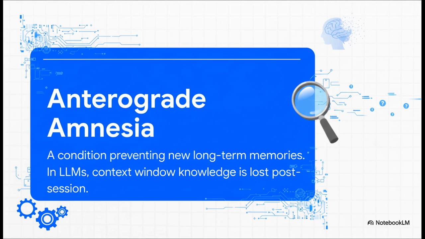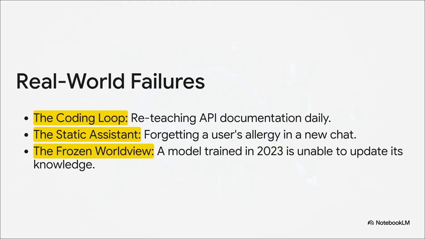For our systems, it means any information, any knowledge the model picks up inside its context window is just wiped the second the session ends. The state is never saved. And this architectural bug leads to some really concrete user-facing failures. You've probably felt this. Think about the coding loop. You spend a whole session teaching the model a new API, and the next day, gone. You have to start from scratch. Or the static assistant, which forgets something as critical as a user's peanut allergy the moment you open a new chat. I mean, this isn't just an inconvenience, it's a total failure of state management.